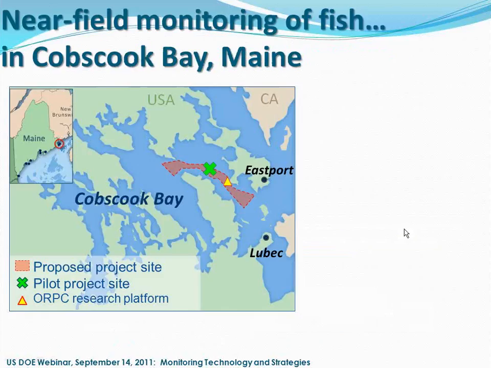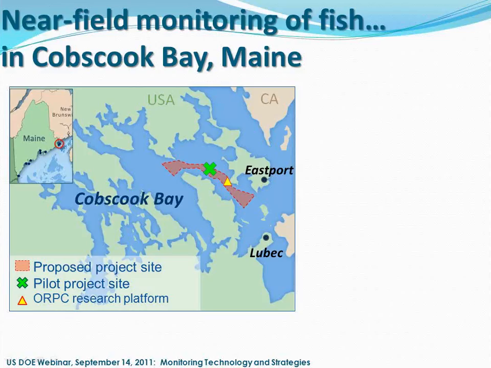So on the next slide, our near-field monitoring work really is going to inform a lot of the work as we move forward. And just to give you an idea of the region that we're talking about, Eastport, Maine is the easternmost point in the United States. You can see the inset map there where it's located in regard to the state of Maine. And really we're talking about an area called Cobscook Bay.